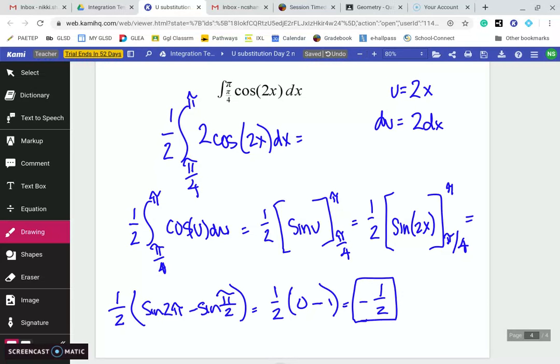Don't forget those wonderful unit circle values. Okay, so sine of 2 pi would be over here. And sine of pi over 2, that would be up here. And remember, sine's your y value, so that's why this one is 0 and this one is 1.